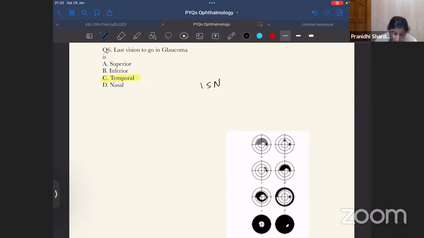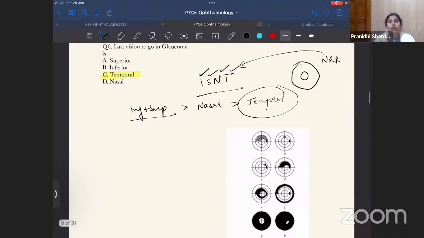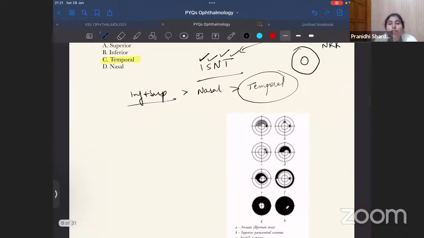We know that there is the ISNT rule. What is the ISNT rule? It is the thickness of the neuroretinal rim. This is the optic disc, this is the optic cup. The thickness of the neural rim is governed by the ISNT rule: inferior, superior thicker, nasal, temporal thinner. This is the ISNT rule. But in glaucoma, this rule is defied. So first to go are inferior and superior, then nasal, and last to go is temporal. Last to go is temporal vision. There is always a temporal island of vision present.